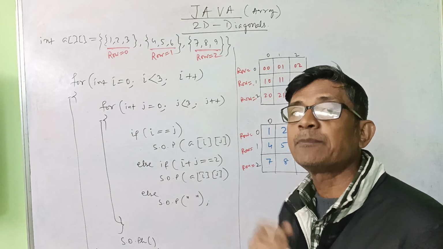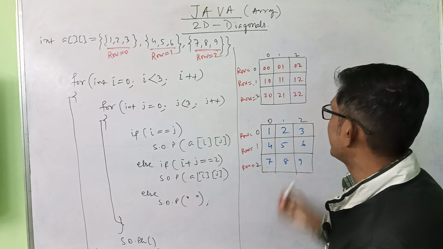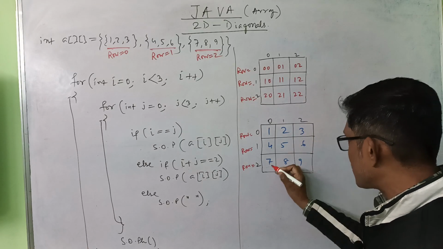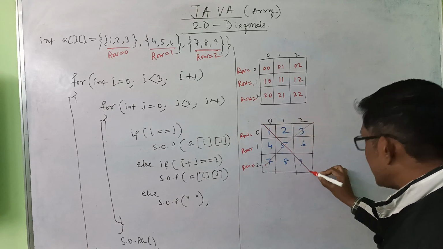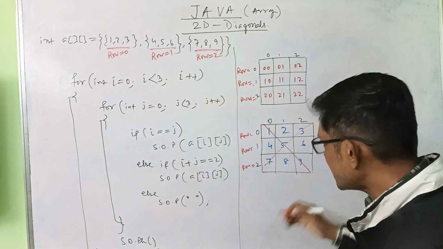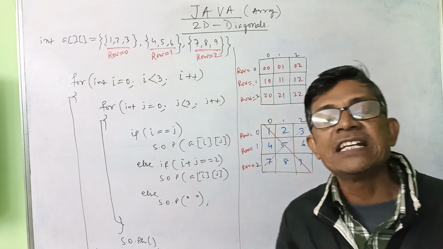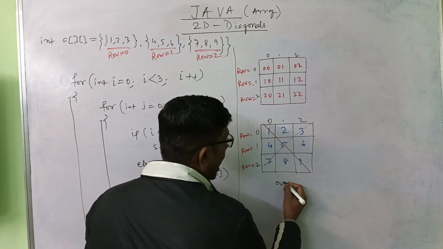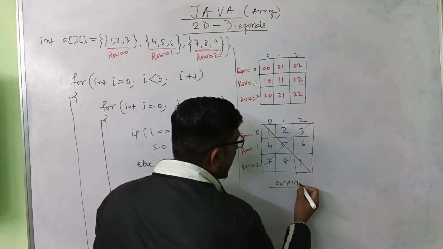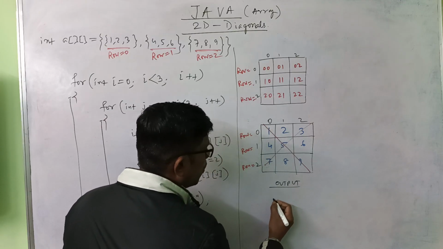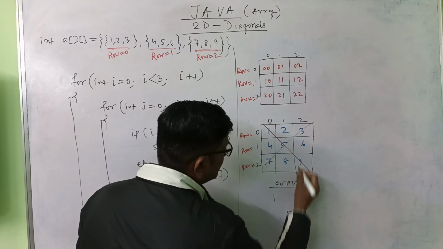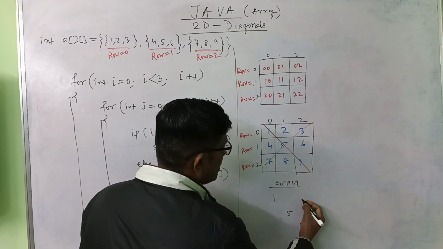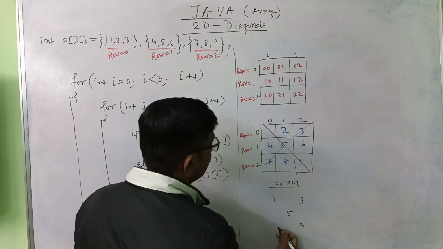Now what to do? We have to catch the diagonal elements. Diagonal elements means these are the positions we have to catch, and this element and this element we have to print. In the remaining places we will print blank. So how will we print? Our output at printing time will be like this. I am showing you 1, 5, 9. And on this side 3, 5 and 7.